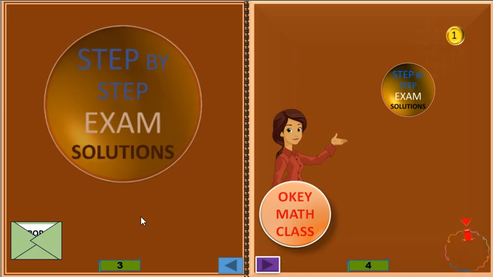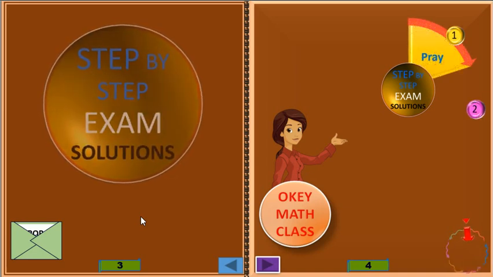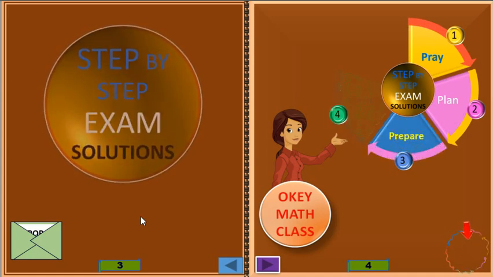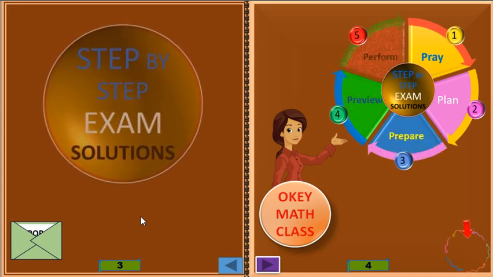Okay, maths class presents 5 steps to exam success. Step 1, pray. Step 2, plan. Step 3, prepare. Step 4, preview. Step 5, perform.